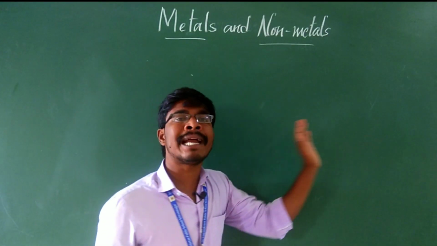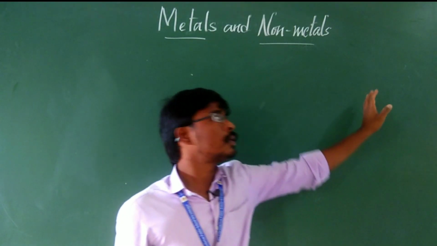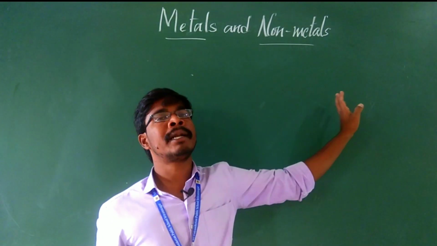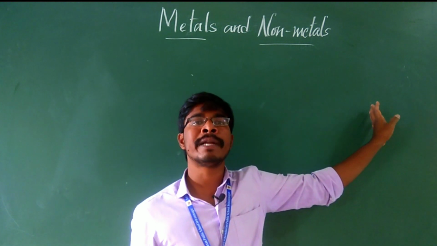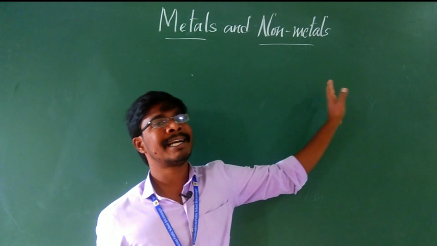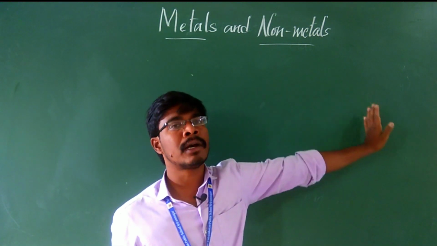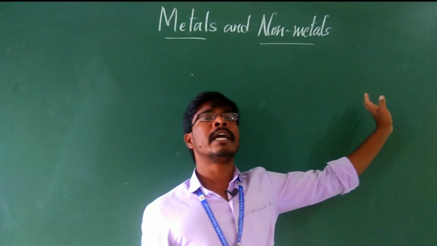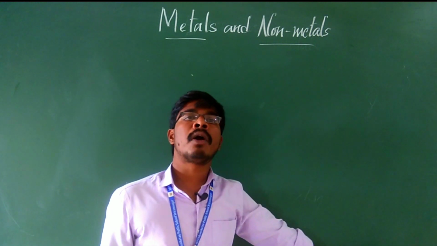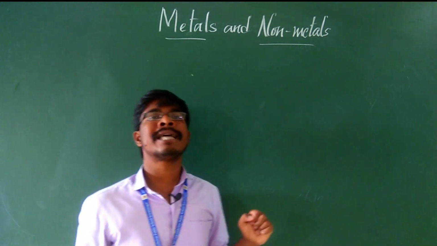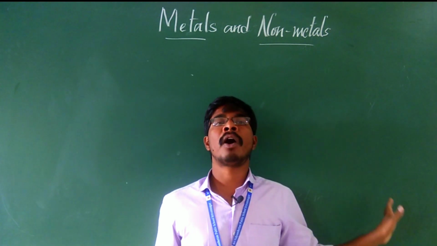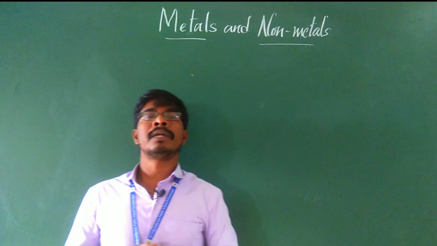If you move to the right corner, the P block consists of non-metals and noble gases: nitrogen, oxygen, sulfur, chlorine, fluorine, bromine, iodine. All these non-metals are present in the P block, at the right corner of the periodic table. And the last group, the 18th group, elements are called noble gases because they are inert in nature. They are already stable gases which have an octet structure. So let us go in deep.